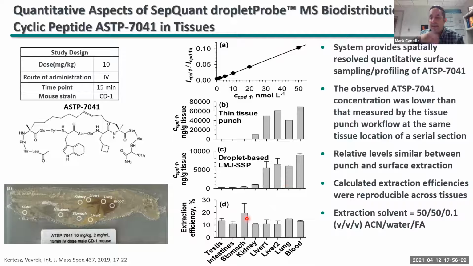And then finally, we're always asked, but each tissue is going to have its own separate extraction efficiency, right, based on the different proteins and protein binding and so forth. And for this compound, I can't say this would work for all compounds, but for this compound, the extraction efficiency was about the same across all these different tissues using this extraction solvent, water acetonitrile with a little bit of formic acid. So that was also very encouraging.